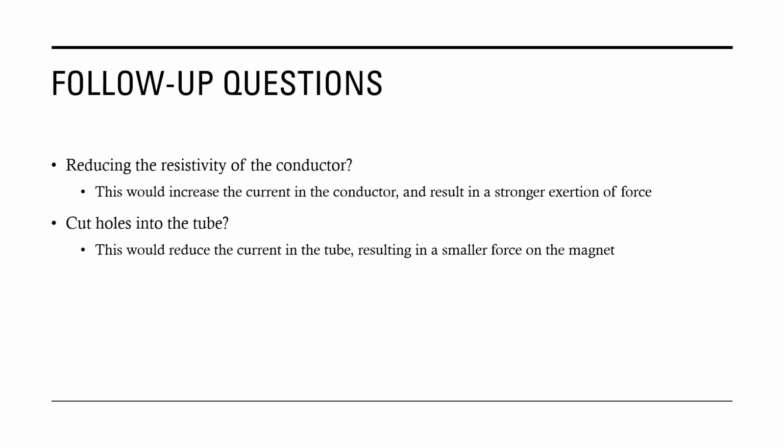This would be the exact opposite situation. This would reduce the current in the tube by removing the length of the tube, by removing the size of the conductor. So here I can explain that better. We reduce the area that the tube takes up, so our flux is smaller, which decreases the voltage. This decrease in voltage and a similar resistivity gives a smaller current. This smaller current then has a smaller force on the magnet, causing the magnet to fall faster through our tube.